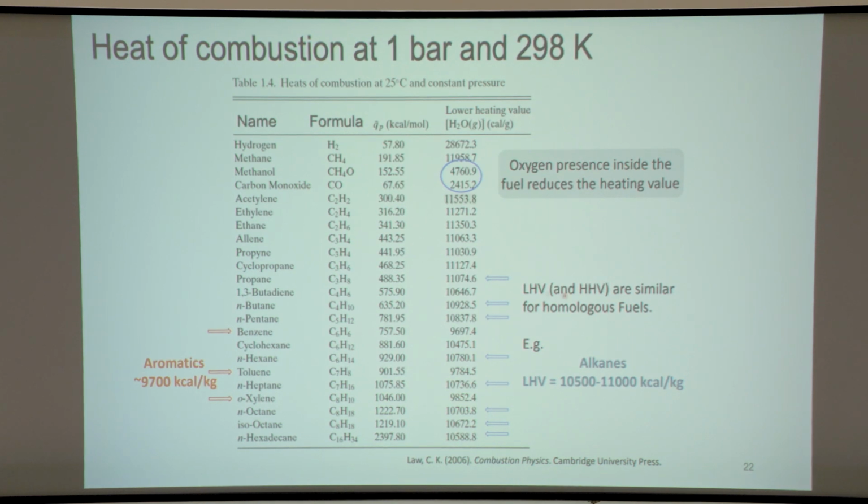Then we can also note some interesting things, like here you have propane, butane, pentane. Propane is C3, butane is C4, pentane is C5. The heating values are pretty much the same. They're all around 110 calories per gram, kilocalories per kilogram. So for homologous fuels, all these alkanes, as you add carbon on a mass basis, you're adding proportionally the same amount of energy for each carbon or CH2 group that you're adding. So the LHVs are similar for different types of alkanes.